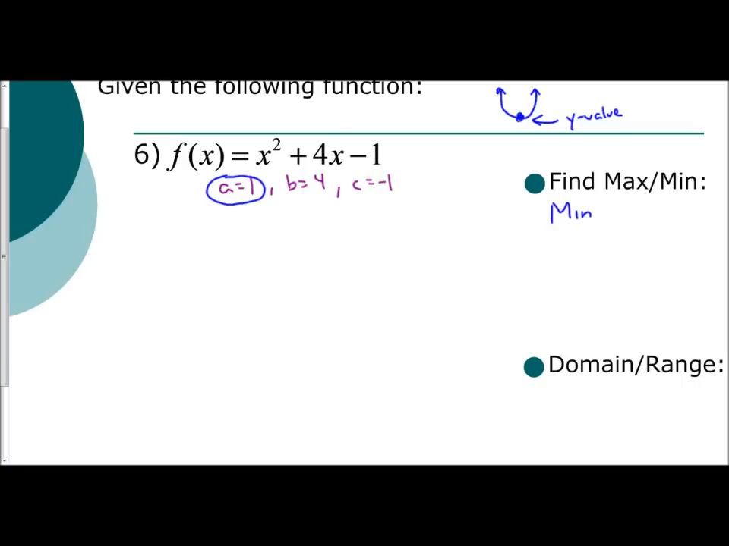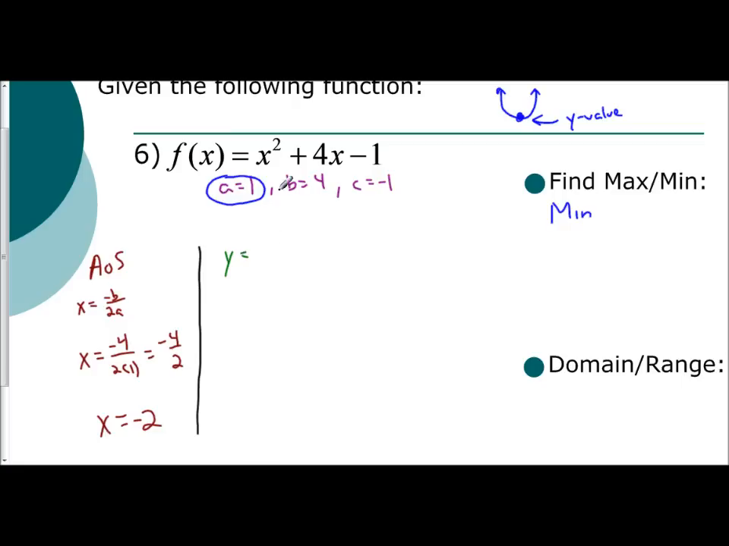And so now we need to find the y value of that vertex in order to get what that minimum value is. So again, to find the vertex, you start with the axis of symmetry. x equals negative b over 2a. So b is 4, so I have negative 4 over twice a, which is 1. So negative 4 over 2, so my axis of symmetry is x equals negative 2. We plug that in to get our y-coordinate of the vertex, which represents our minimum value.